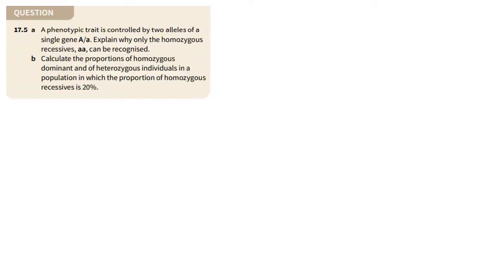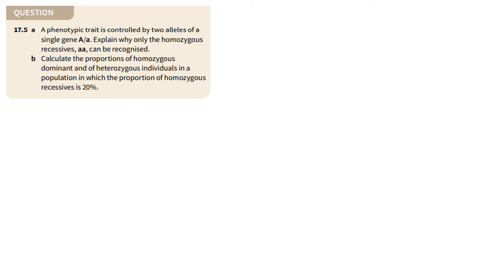Okay, let's look at this question that I got from the textbook here. It says a phenotypic trait is controlled by two alleles of a single gene, big A and small a. Explain why only the homozygous recessives can be recognized. Now, the reason why it's easy to recognize a homozygous recessive is because they are distinctly different from the rest of the population. Let me explain it to you this way, and I might erase this later when I do the other calculations.